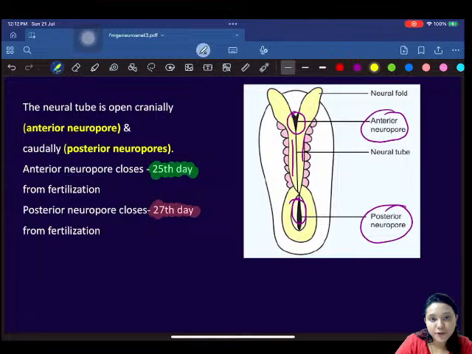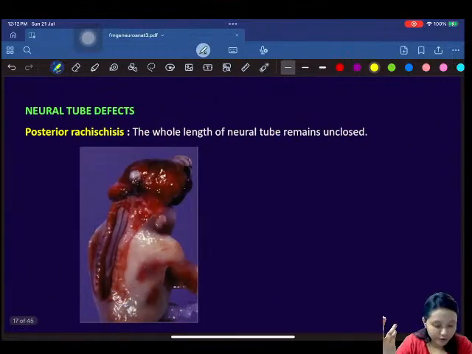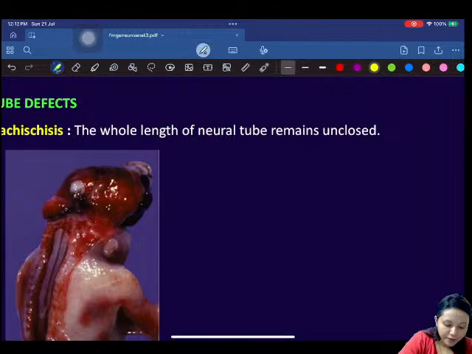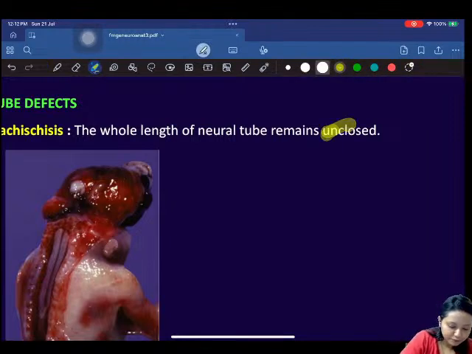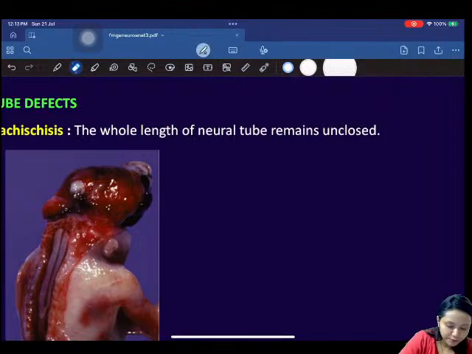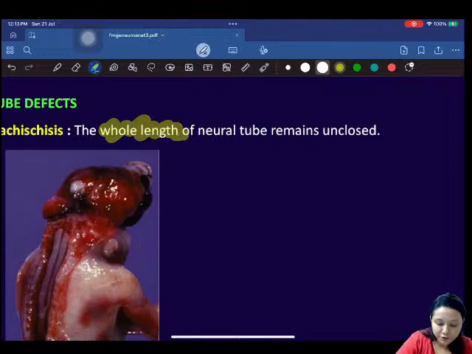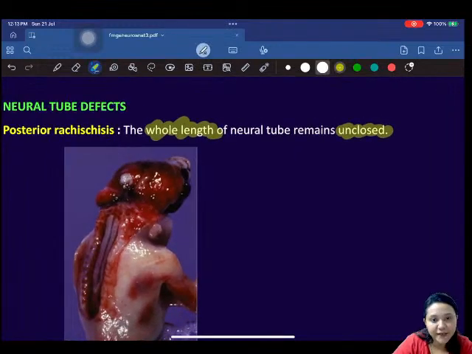Now we got to know about the neural tube and the anterior neuropore and the posterior neuropore. Now, let us come to the neural tube defects. So, if the whole length of the neural tube is unclosed, then it is mostly going to give rise to a condition known as rachischisis. It is also known as craniorachischisis.